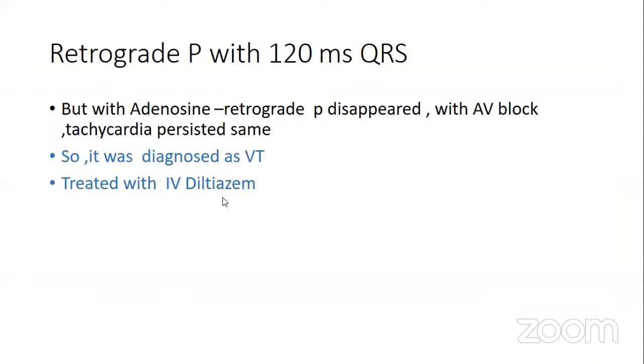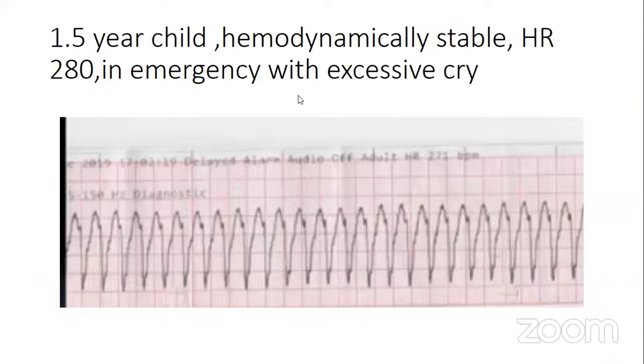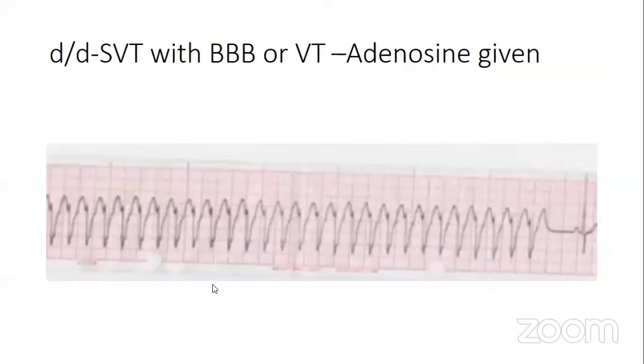A 1.5 year child, hemodynamically stable, heart rate 280 in emergency with excessive cry. We can see the wide QRS tachycardia. So our diagnosis was VT or SVT with aberrancy or bundle branch block. Adenosine was given. We can see sinus rhythm converted. So it was SVT with bundle branch block or aberrancy.